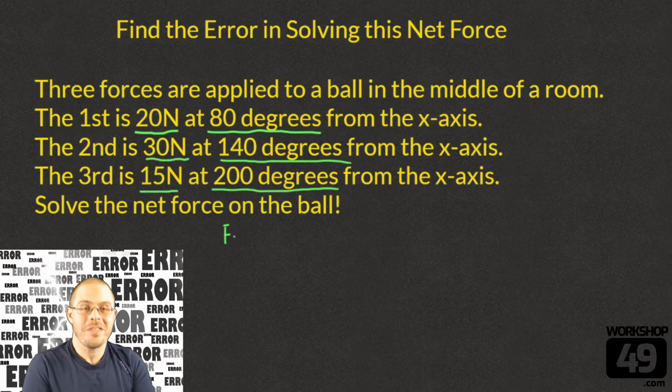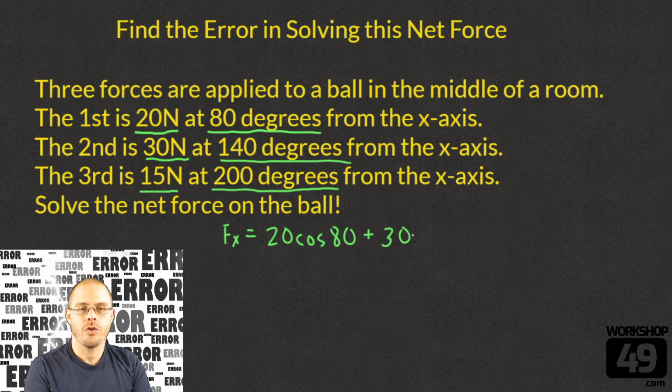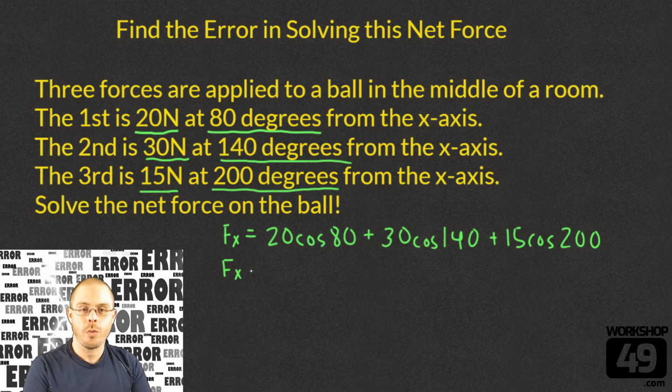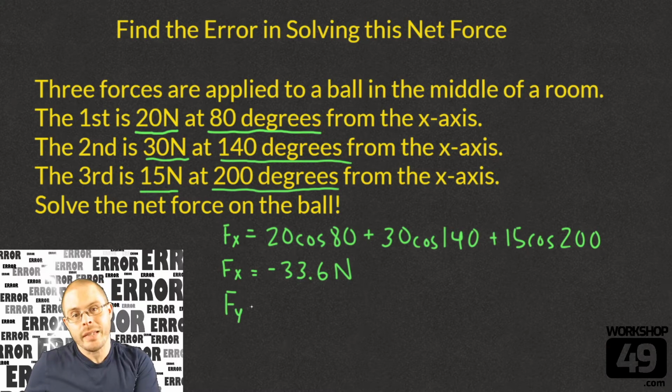I've been asked to solve the net force of the ball, so I'm going to break that into components. The x force uses cosines, so we set this up as 20 cos 80 plus 30 cos 140 plus 15 cos 200 degrees. Everything looks good. We fill that into the calculator and we get a net force x equal to negative 33.6 newtons. It's negative, that means it's going to the left.